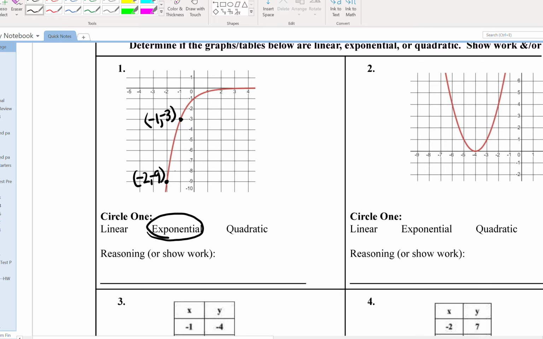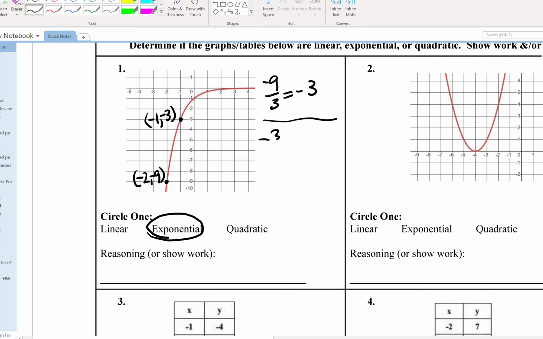Now to get from -9 to -3, you could add 6. But if I add 6 to -3, it would take me up to +3. So it's definitely not linear. But the other thing you could do is divide by 3. And so if I divide -9 by 3, I would get -3.